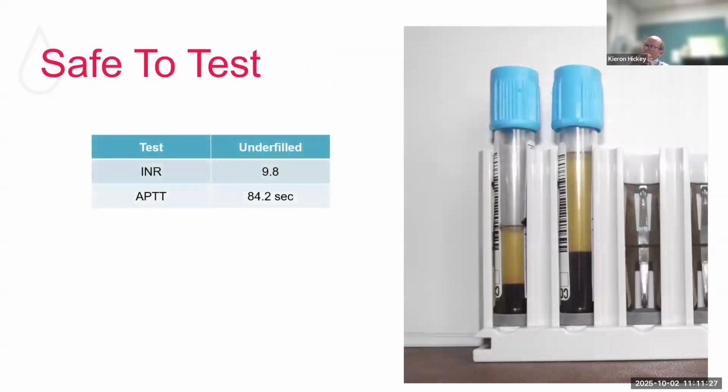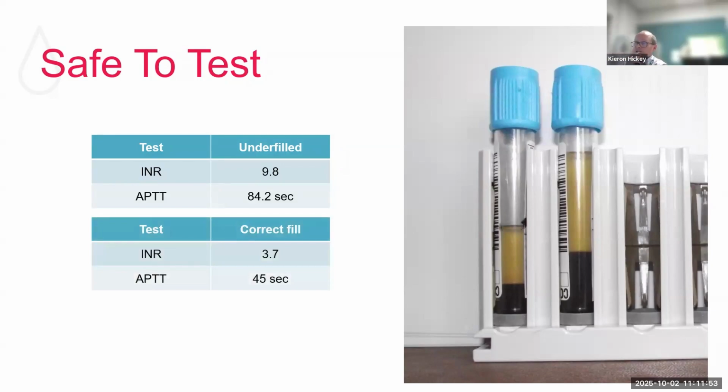And we know with high hematocrit and also underfilled samples, you can get inaccurate results. So we can see on this slide here, we have a sample on the right, correctly filled, and an underfilled sample on the left. And in the underfilled sample, when tested, it generated an INR of 9.8, an APTT of 84.2. If you click again, please. But in a correctly filled sample, the INR was 3.7, the APTT was 45, just indicating the unreliability of samples if you're not achieving the minimum 80% fill.